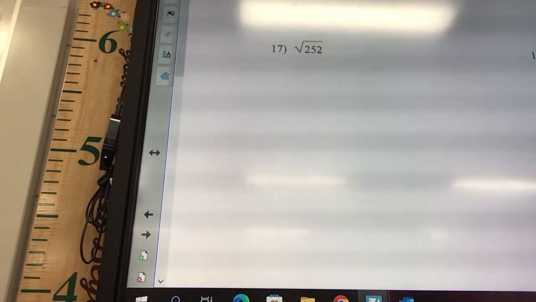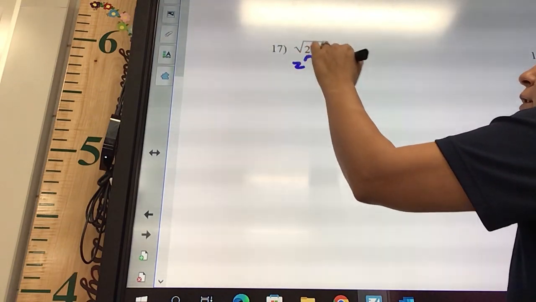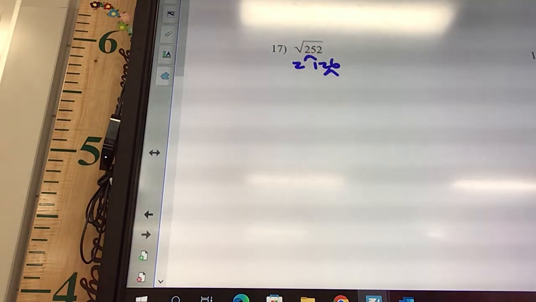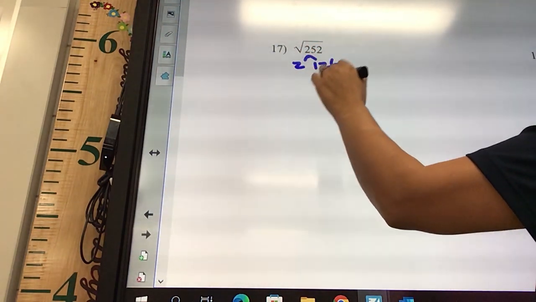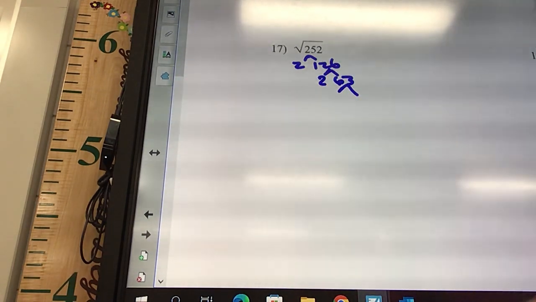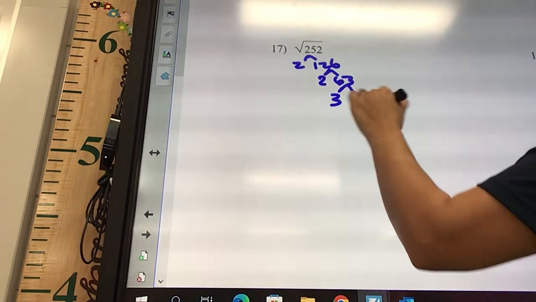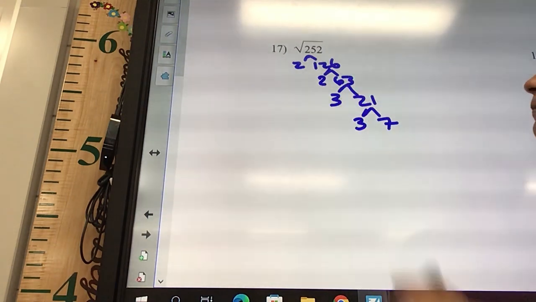Okay, 252. My group number is 2. So we're taking in groups of 2. I got 2 and 126, 2 and 63. 63 divided by 2 does not work. So I'm going to say 63 divided by 3. 3 and 21. That's going to be 3 and 7.